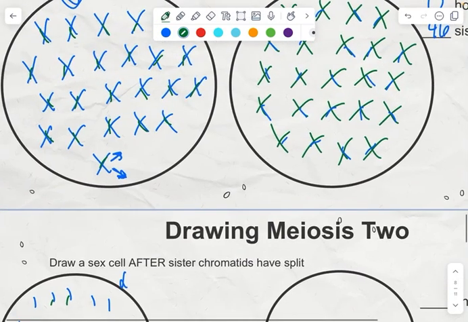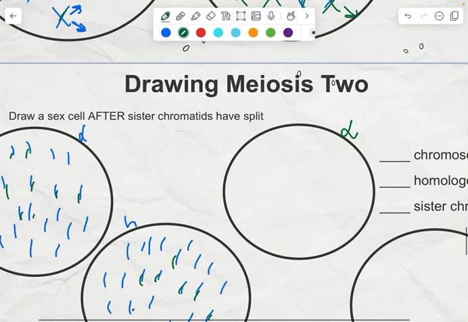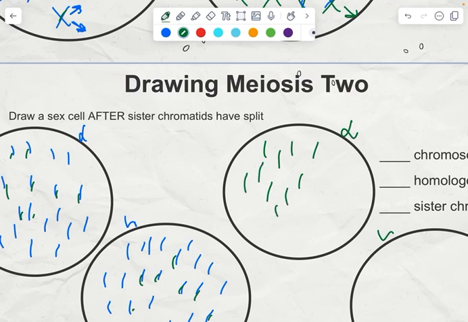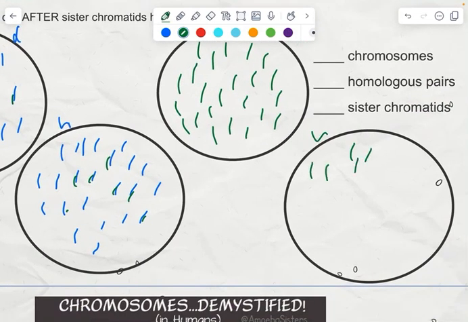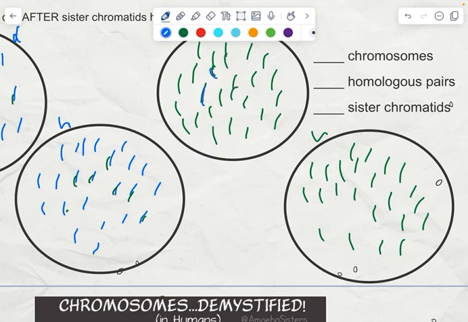And then in this cell, half of it's going to go there, half of it's going to go there into these two. So 1, 2, 3, 4, 5, and so on up to 23 in each. All right, and then we'll add some blue.